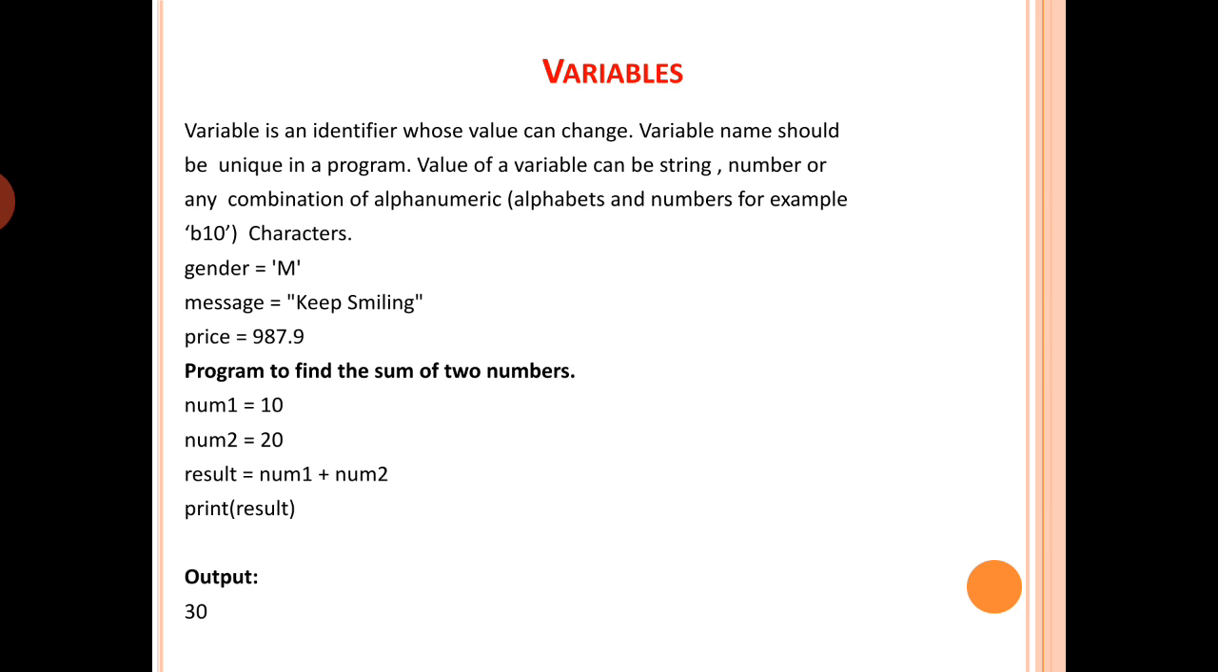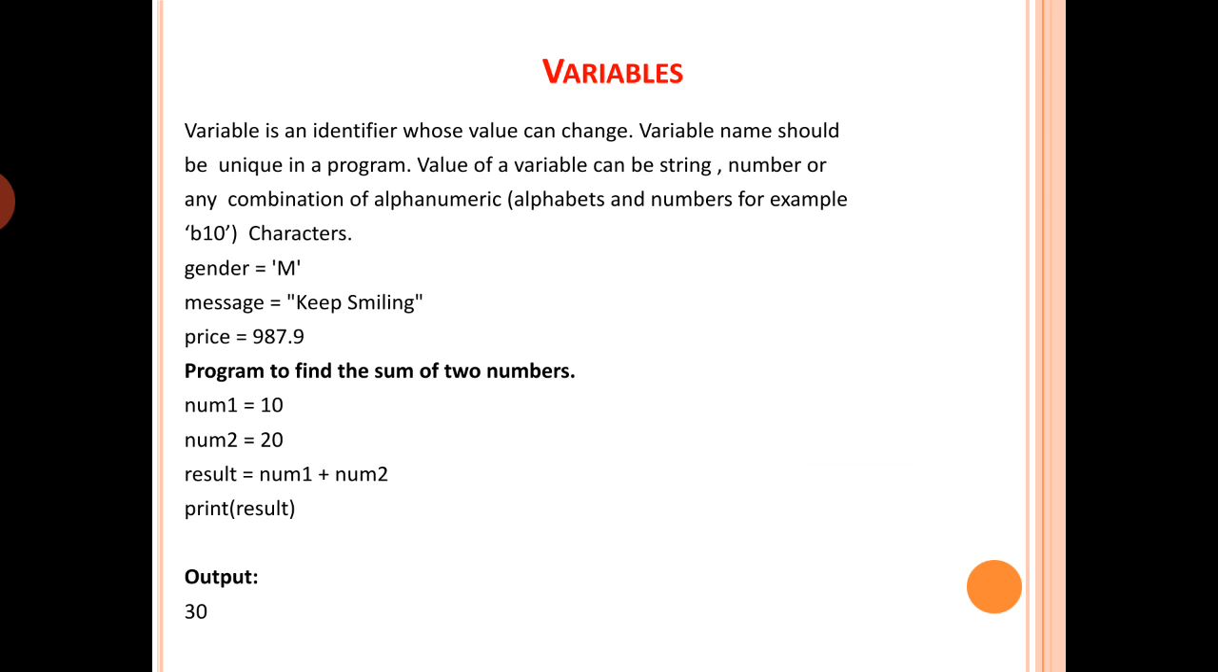Variables. Variable is an identifier whose value can change. Variable names should be unique in a program. Value of a variable can be string, number, or any combination of alphanumeric characters. Alphanumeric means combination of alphabets and numbers, for example B10.